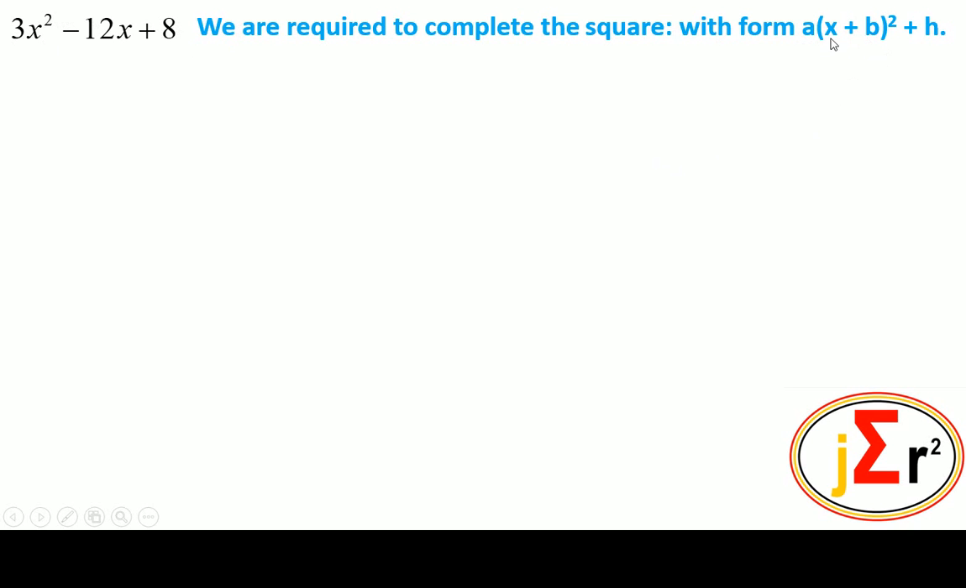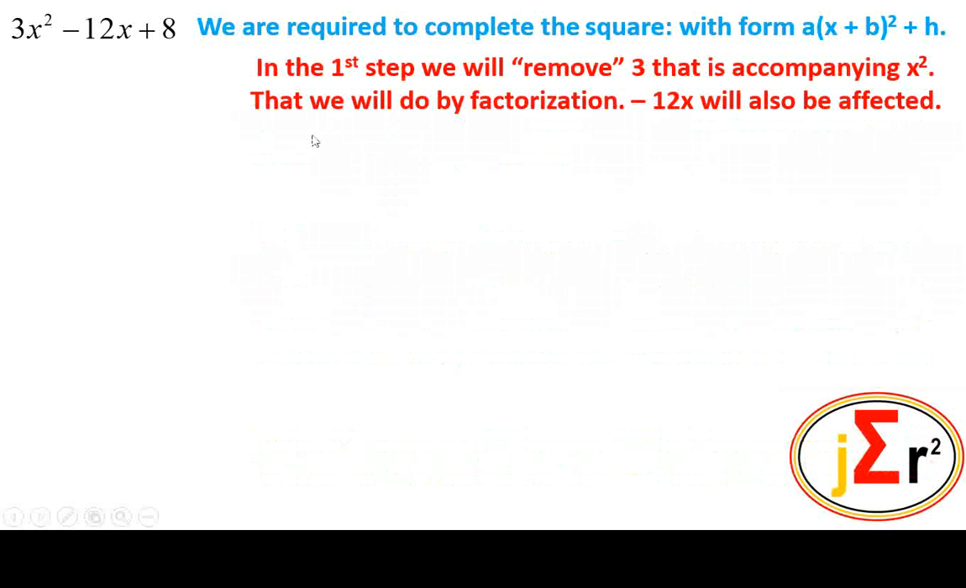We notice that the x that we have here has a coefficient of 1, and outside here we have a constant a. Therefore, if we have 3x squared here, it means that this 3 will have to some way disappear, but not completely, but be outside of the bracket, while x is inside of the pair of brackets. In the first step, we will remove the 3 that is accompanying x squared. That we will do by factorization.